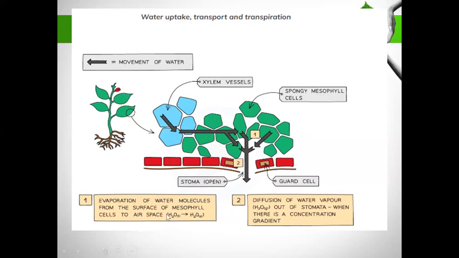So on all the superficial area of the plant, especially the leaves, they have stomata, due to which they lose excess water, and this loss of excess water is called transpiration. After that, water vapor diffuses out of the stomata when there is a concentration gradient. All these forces make the transpiration pull, and cohesive and adhesive forces develop, and all these forces are responsible for the transportation of water and minerals in the body of the plant.